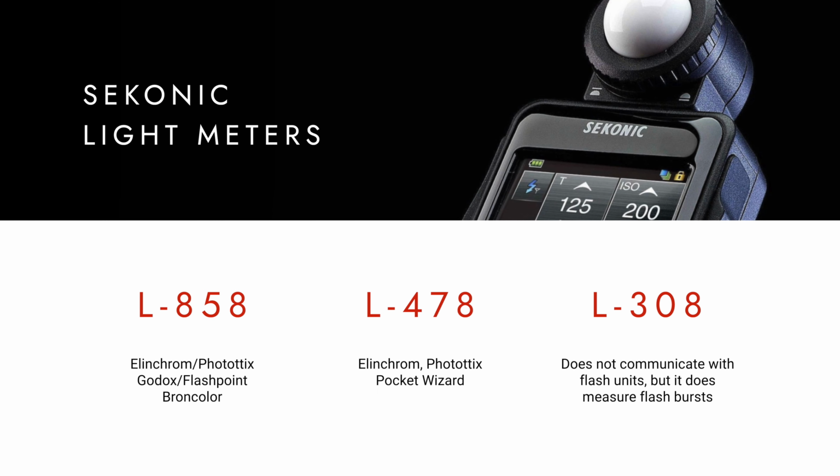Know that they make this light meter with a transmitter in it for Broncolor, Godox, Photix, Elinchrom. I'll put the information on screen. If you don't have one of these brands and you think that the price point of these meters in particular, the 478 or the 858, is too high, you can actually get the L308B, which is a meter that will just tell you how bright your flash is when it fires.